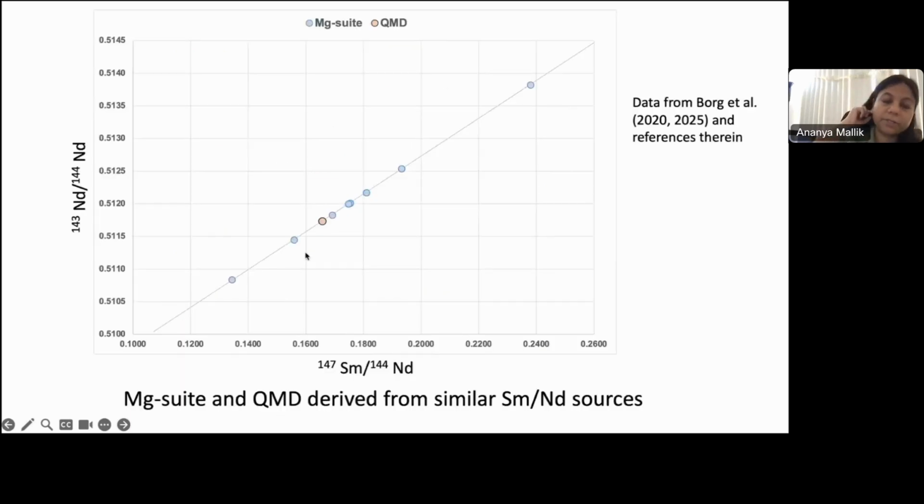The other observation is from this figure here, where we have 147 samarium over 144 neodymium on the x-axis and 143 neodymium over 144 neodymium on the y-axis. And these different data points here are for Mg suite and that QMD class that were dated. What we see is that all of these lie on an isochron, which tells us that these rocks were derived from a source with similar samarium to neodymium initial ratio.